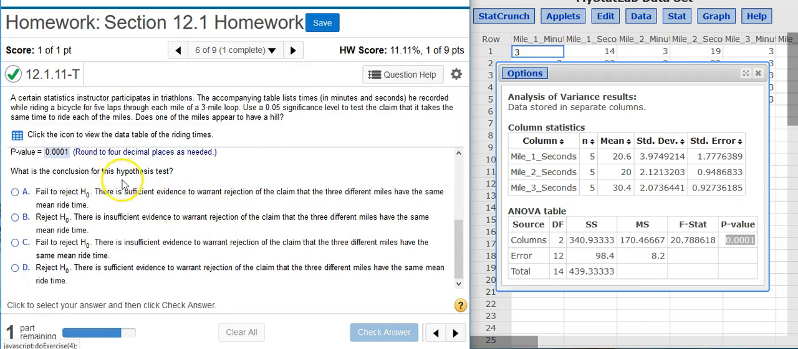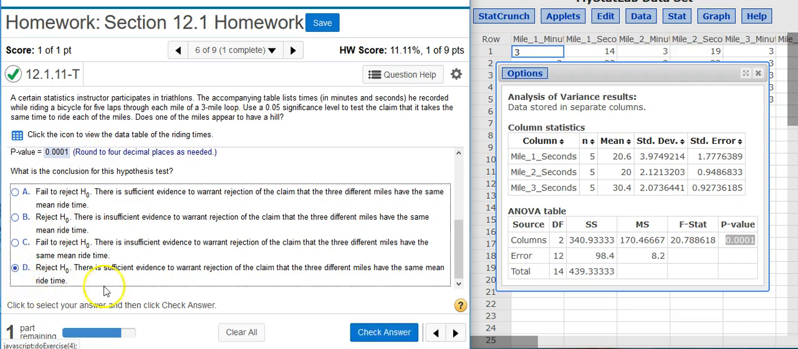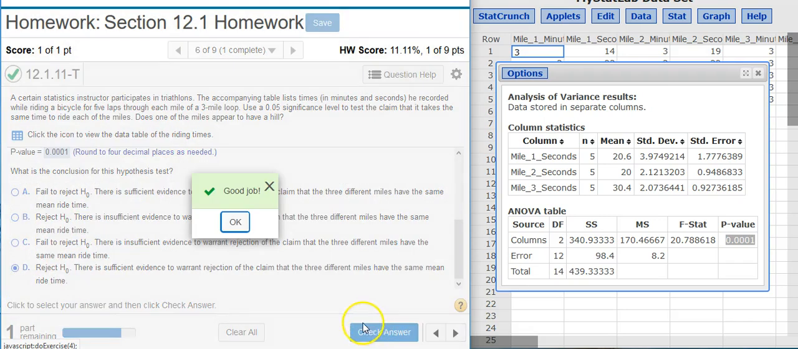What is the conclusion for this hypothesis test? Well, we were asked to use a 5% significance level, and 5% definitely compared with the p-value of, what is that, like 1% of 1%? That's definitely less than 5%. So we're going to be inside the region of rejection, and therefore we reject the null hypothesis. Every time we reject the null hypothesis, there is always sufficient evidence. Good job!